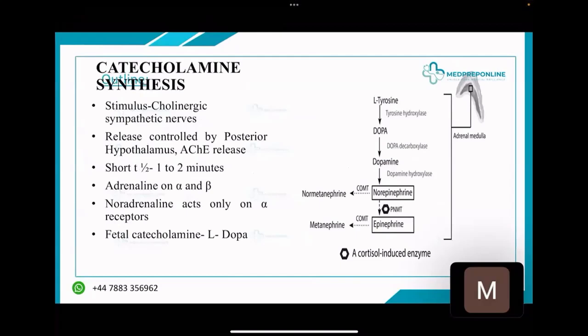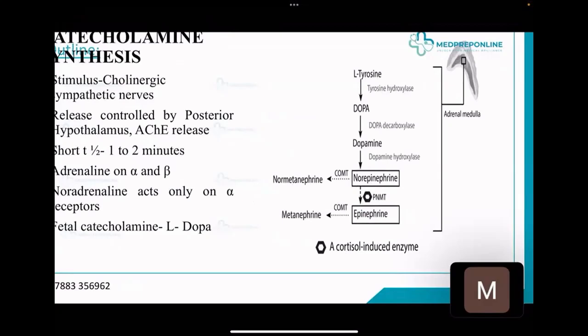As we know, all the catecholamines have a short half-life lasting only 1 to 2 minutes. Now, how are they formed? You don't have to remember all of the enzymes, just remember the major conversion and byproduct. So from the medulla, all of these enzymes are present in the medulla. L-tyrosine is acted upon by tyrosine hydroxylase, which forms DOPA.